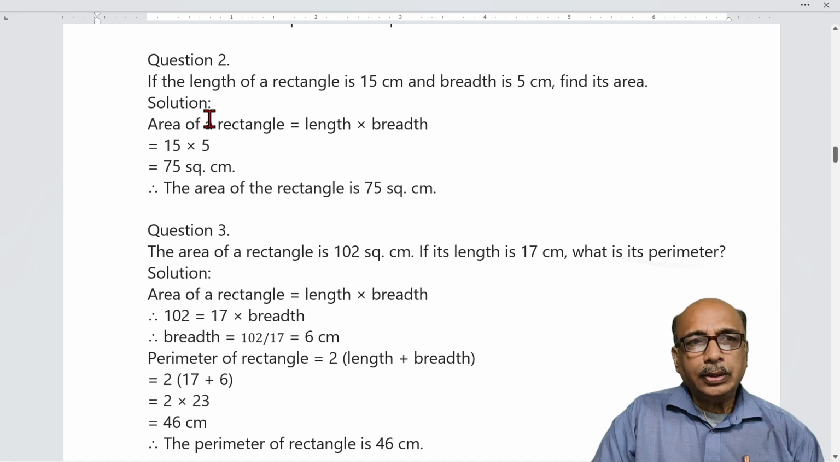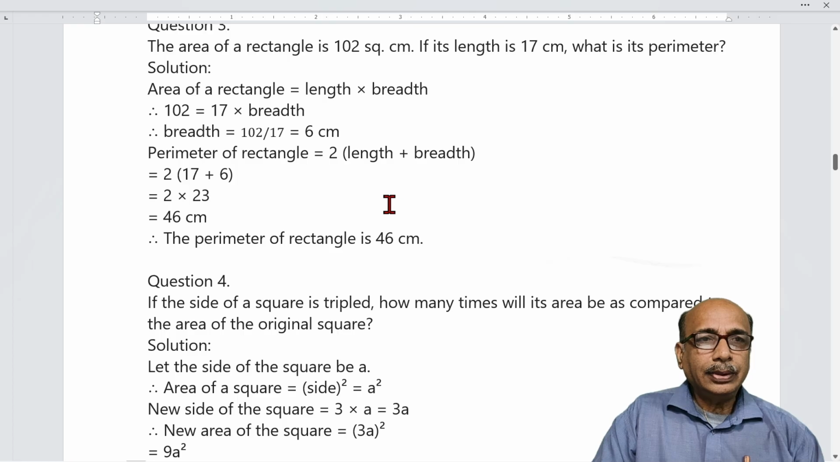Next question. If the length of a rectangle is 15 centimeter and breadth is 5 centimeter, find its area. Solution. Area of rectangle equals length into breadth. So 15 into 5 equals 75 square centimeter. Therefore, the area of the rectangle is 75 square centimeter.